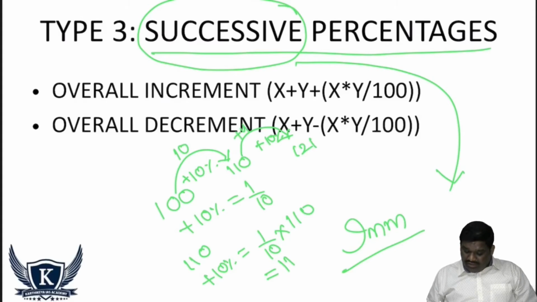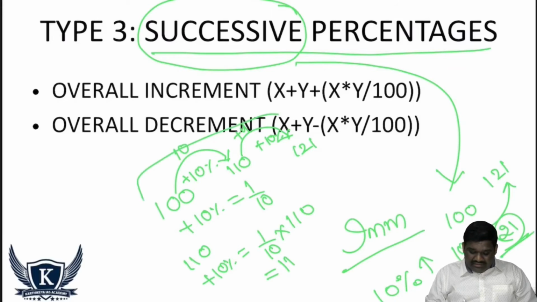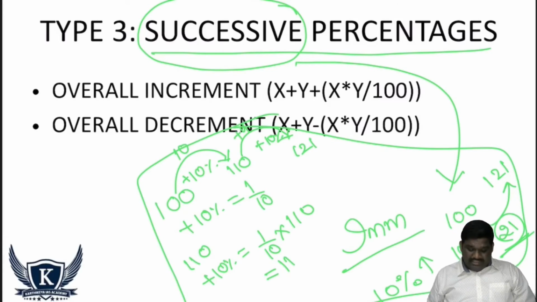So the original price is 100, the new price is 121. What will be the increment here? It is 21. But if you observe, he gave two increments of 10% each, but we got a 21% increment. So successive percentage can be calculated in this way. This is the basic way to calculate successive increment, which we call the overall increment.